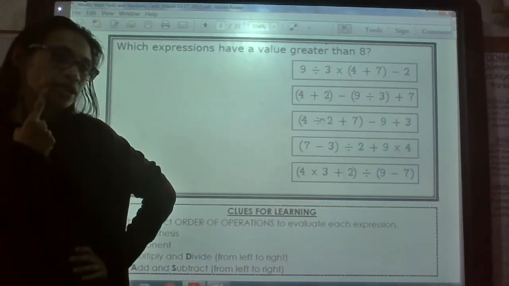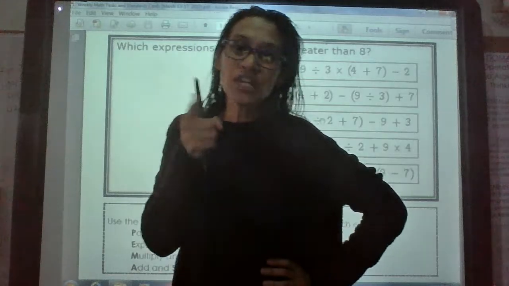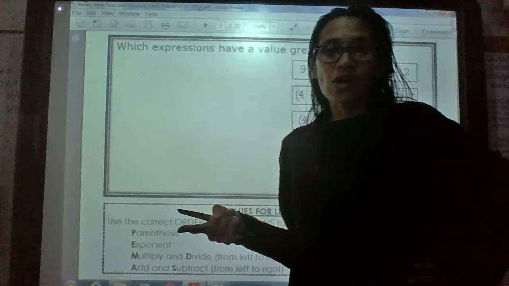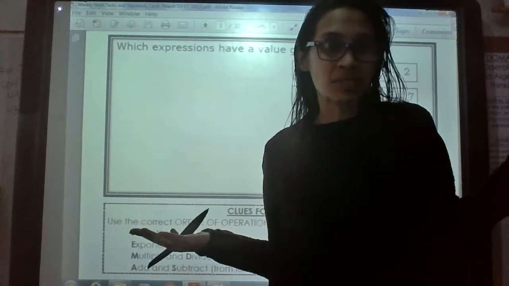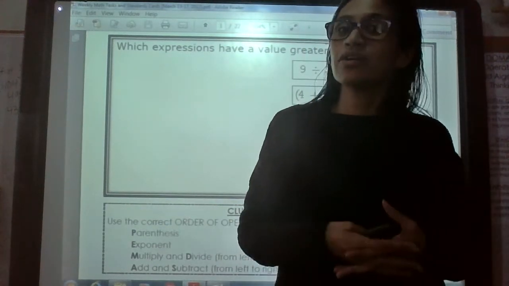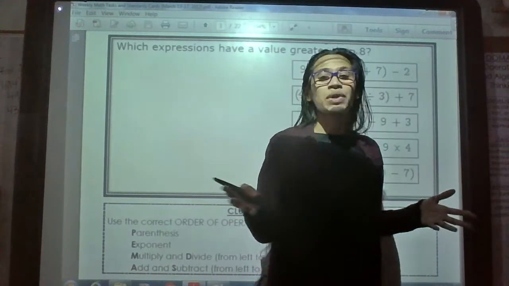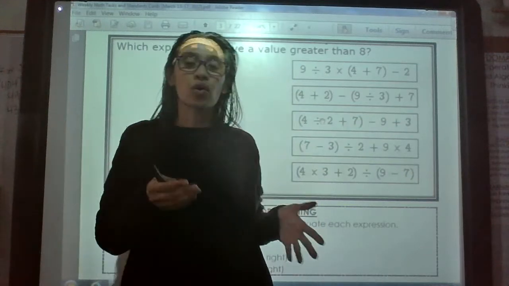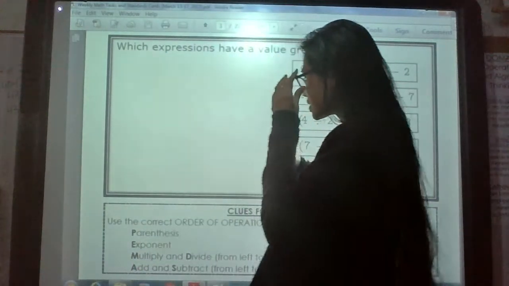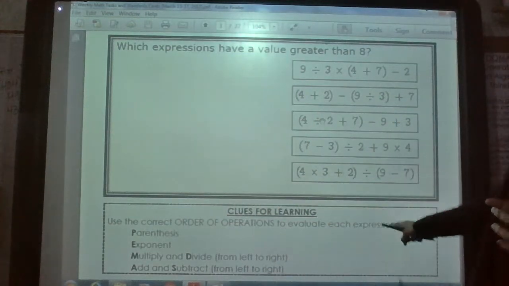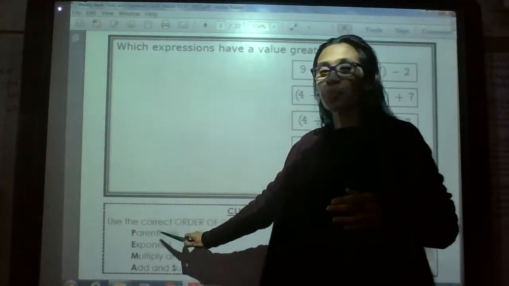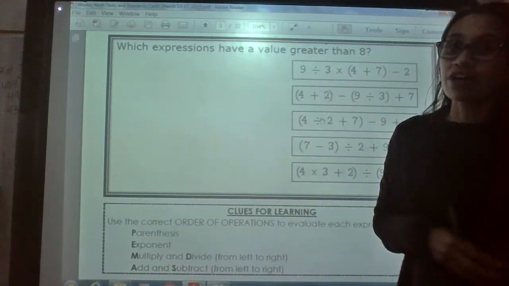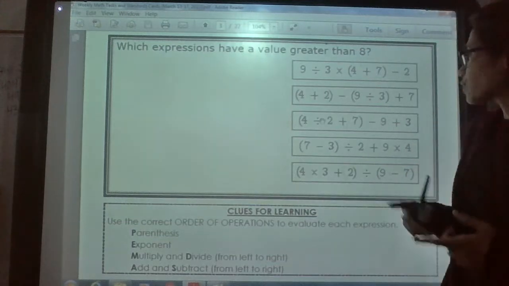And how do you solve this? That's right. You need to use your clues for learning right here. Some of you are like, we're going to use PEMDAS. Well, what does PEMDAS mean? That is the acronym for how we solve our order of operations. So you don't just do whatever. There is a certain order that you need to follow. Use the correct order of operations to evaluate each expression. First, we do our parentheses. Then we do our exponents. And then we multiply and divide from left to right. And then we add and subtract from left to right.